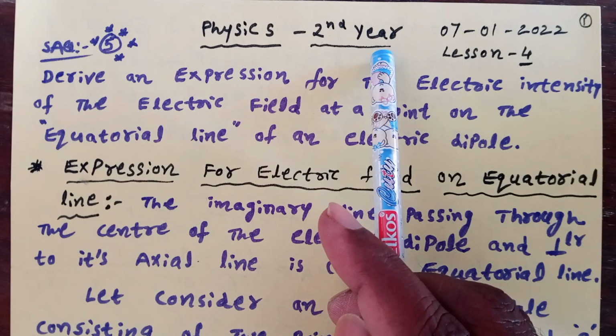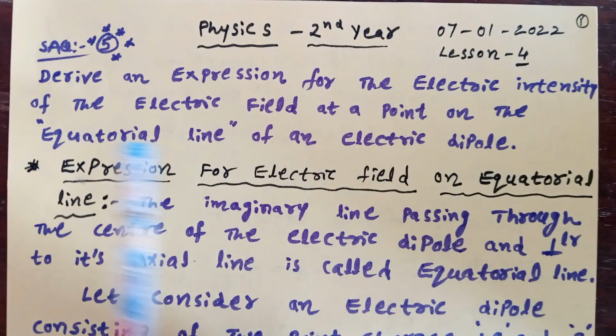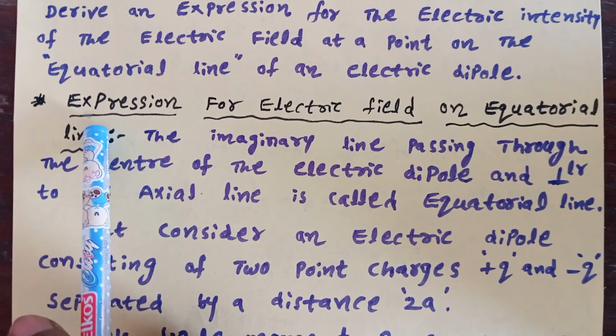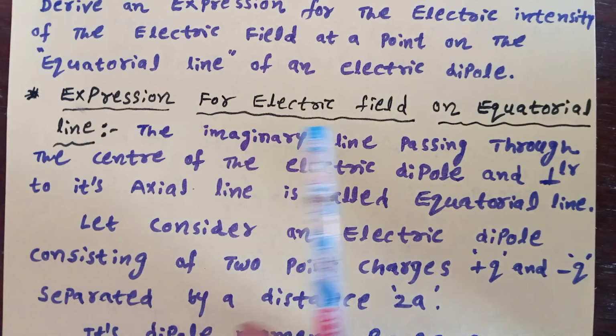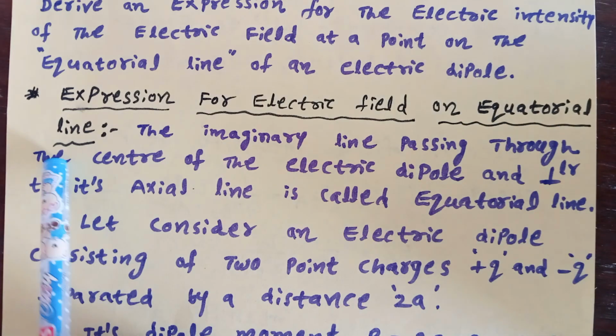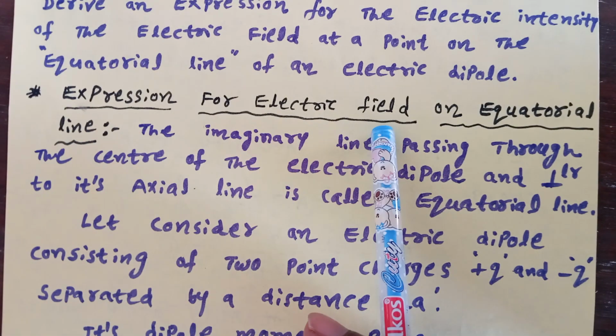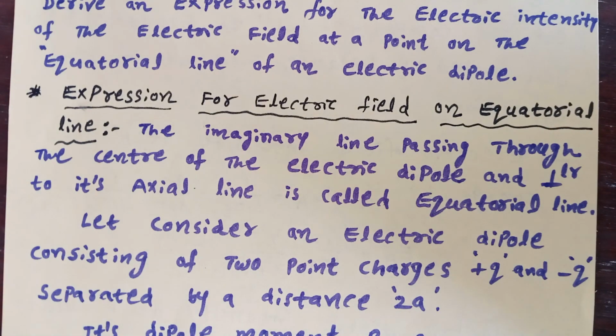Second year, lesson number 4, important topic: equatorial line. We can find out the expression for electric field on the equatorial line.